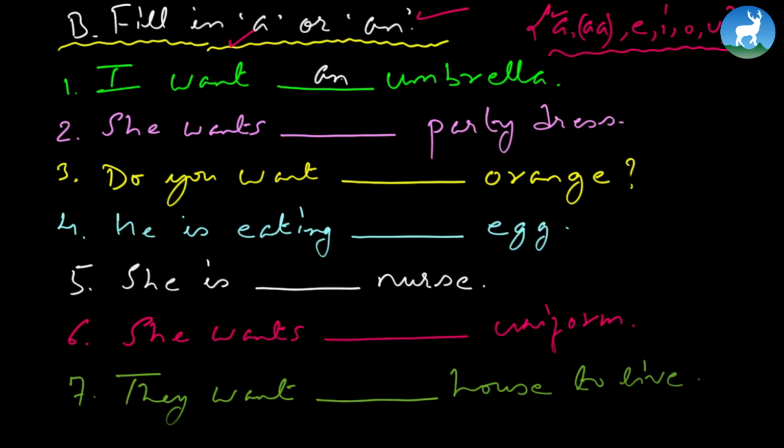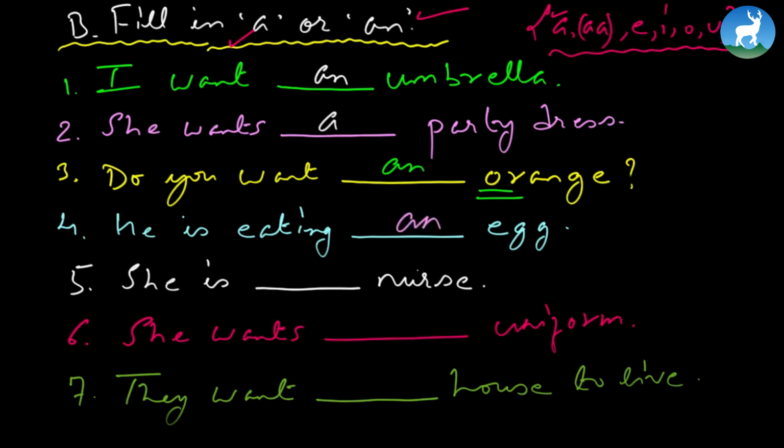"She wants a party dress, any dress." That is easy: a consonant sound. "Do you want an orange?" Because why? The very beginning sound is a vowel sound. "He's eating an egg."